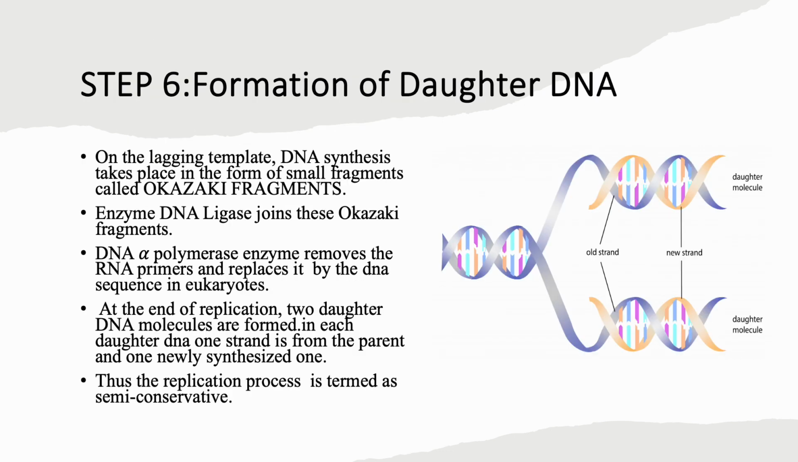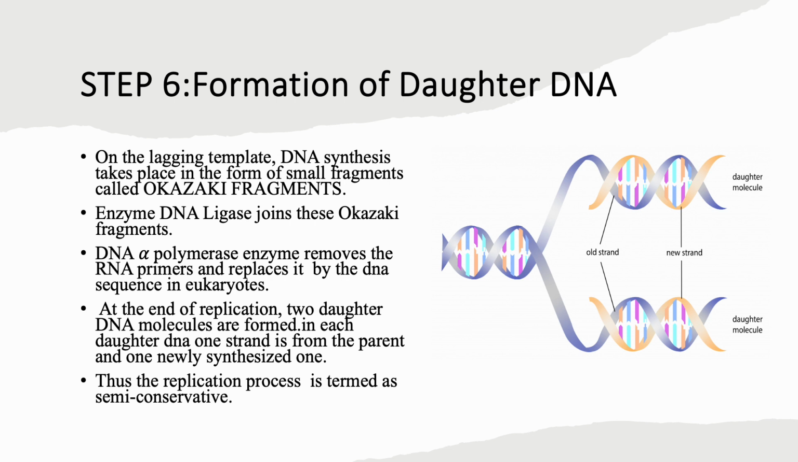And the final step is the formation of the daughter DNA. On the lagging template, DNA synthesis takes place in the form of small fragments called Okazaki fragments. Enzyme DNA ligase joins these Okazaki fragments. DNA polymerase alpha enzyme removes the RNA primers and replaces them with the DNA sequence in eukaryotes. At the end of replication, two daughter DNA molecules are formed.